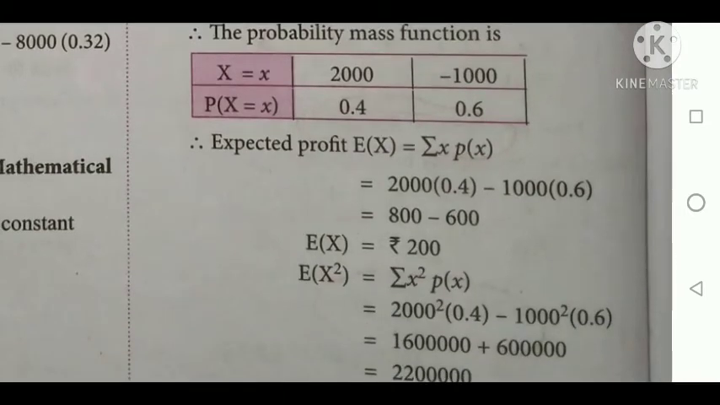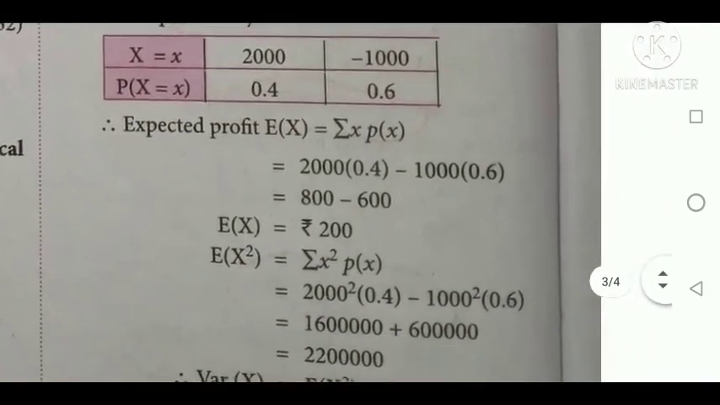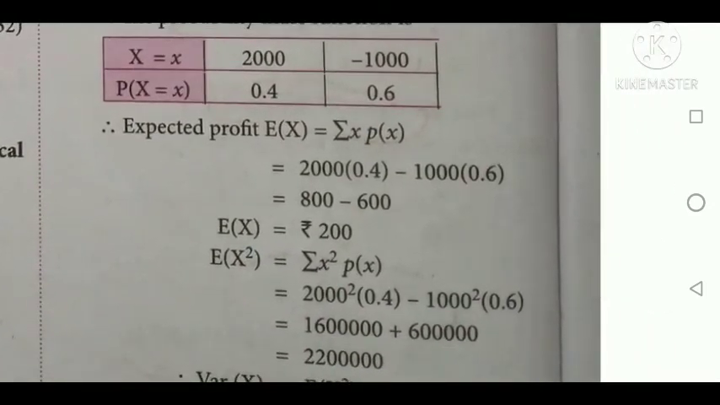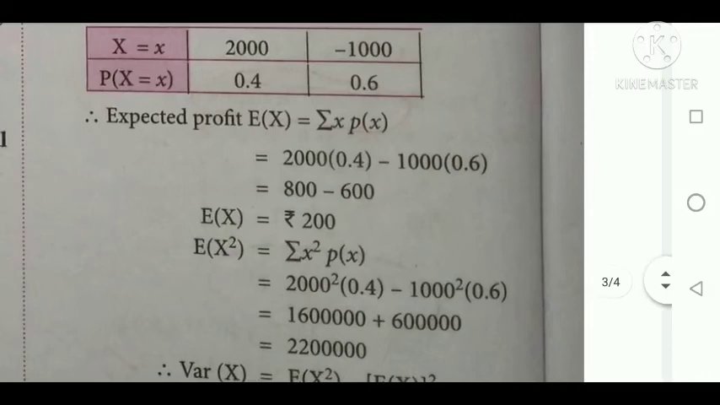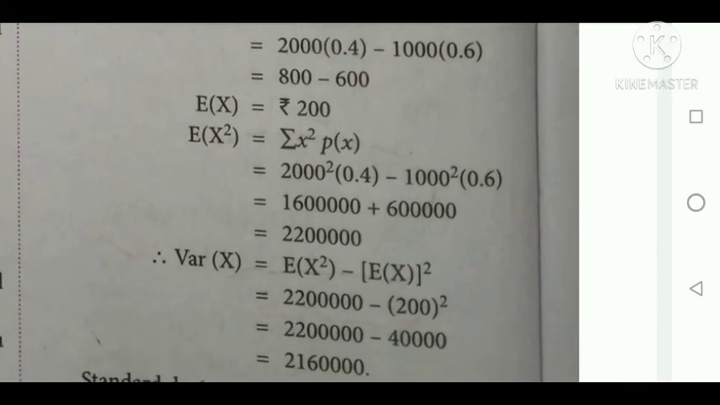Then find E of x square. E of x square is nothing but the summation of x square into p of x, that is squaring the x term first. Here the x term is 2000. If you square 2000, we get 4,000,000. Multiply it by 0.4, and square 1000 and multiply it by 0.6; after finding the difference, we get the value 22 lakhs.